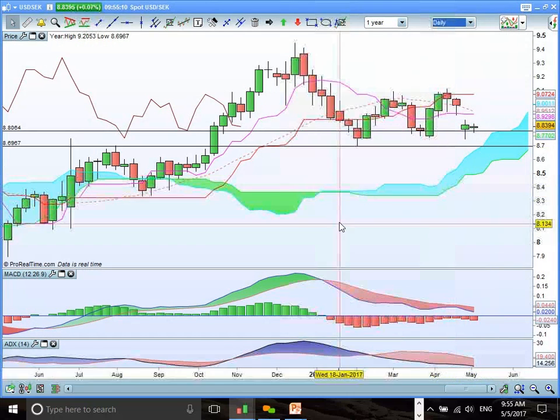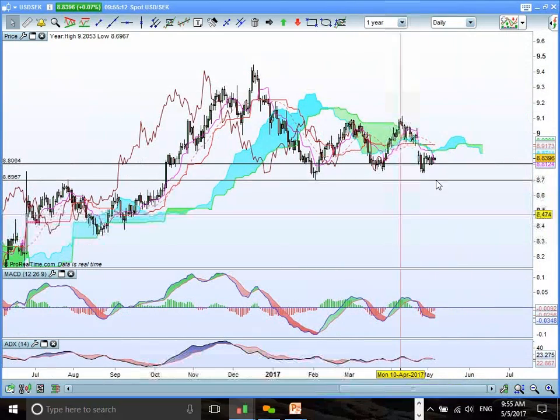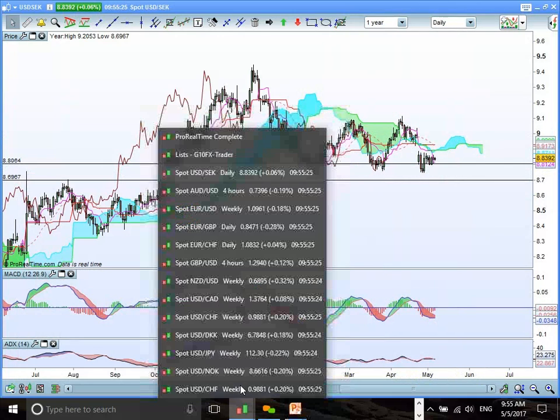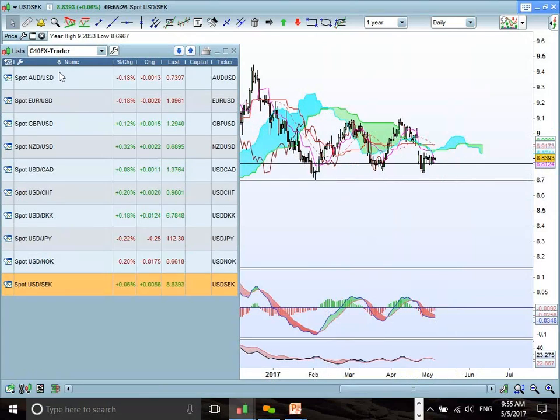And we look at the daily. Old highs here at 8.0864. These are all kind of support zones. So potential rebound, potential back down to the top end of the cloud there. Watching very closely to see if the MACD will give us a buy signal on the Swedish krona.